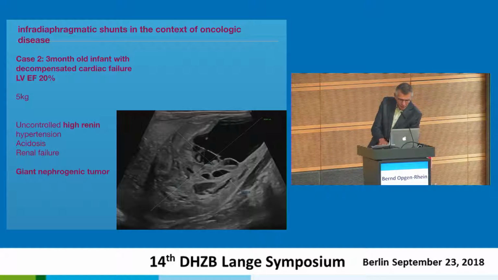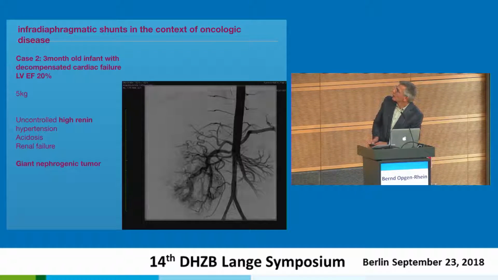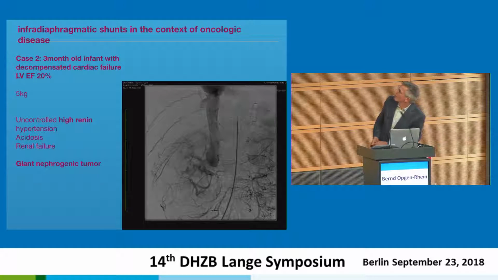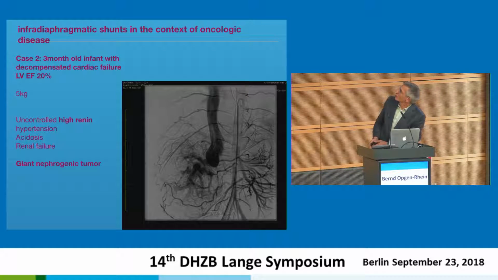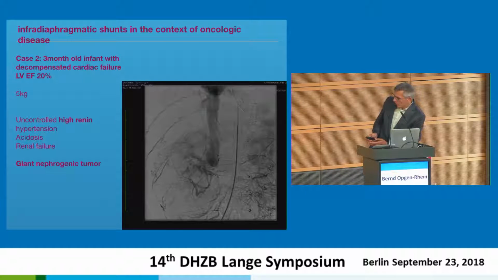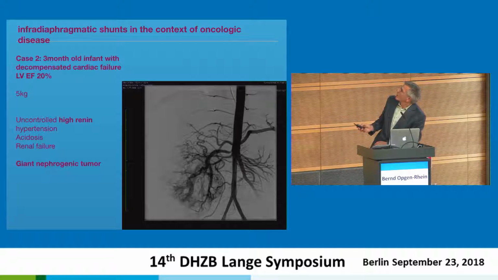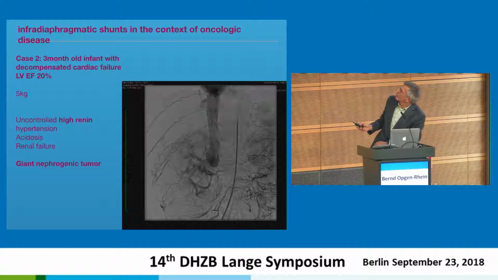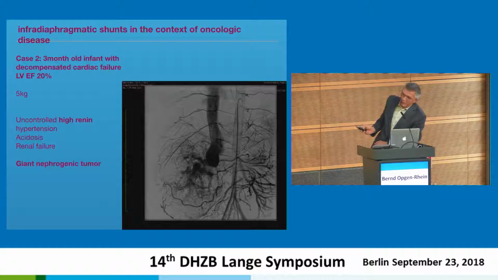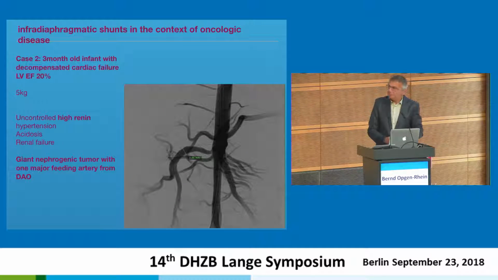In this case, again, we found a major feeding vessel as seen in this DSA here with a huge amount of shunt to the inferior vena cava through this large tumor, which is over here. And here is the main tumor feeding vessel, and below there's the right renal artery. So we decided to perform an interventional closure of this feeding vessel as well.